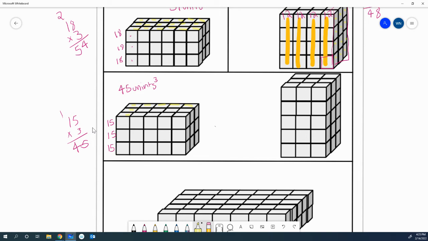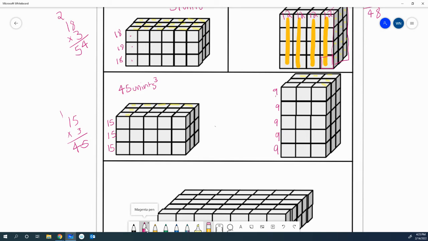Let's count it in slices again. I see I've got 1, 2, 3 by 1, 2, 3. And I know if I multiply that 3 times 3, I'm going to get 9. And I know if I have 9 across that very first slice, I'm going to have 9 here, 9 here, 9 here, and 9 here.